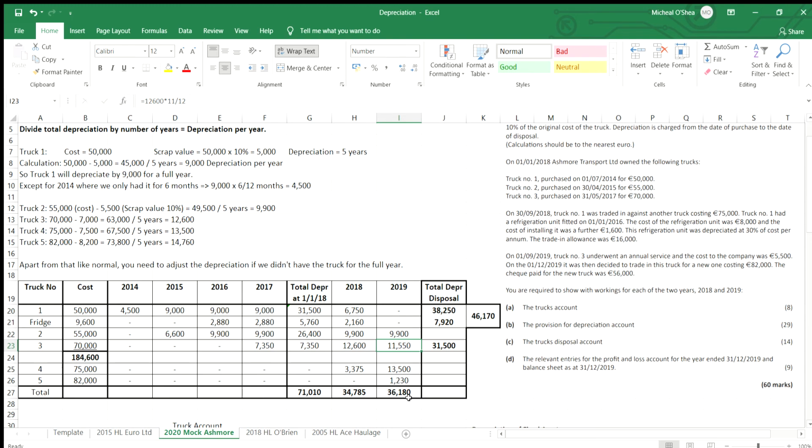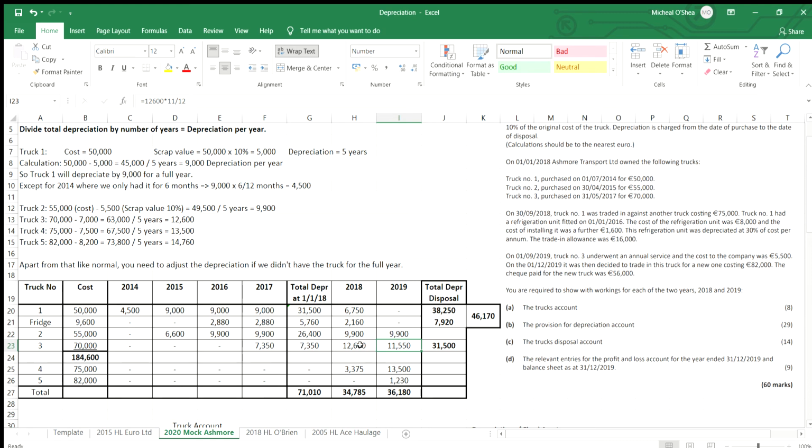And again, at the very end of that question, we'll just look here to see that we sold vehicle number 3 as well. So let's add up these 3 lines, the 7,000, 12,000, 11,000, and in total it gives me €31,500, the total depreciation for vehicle number 3.